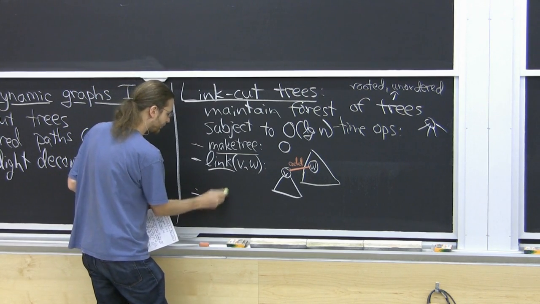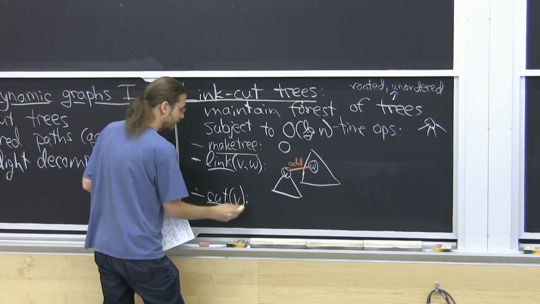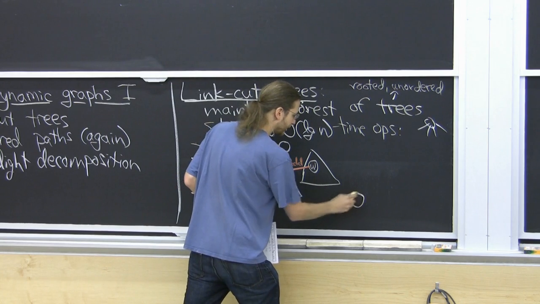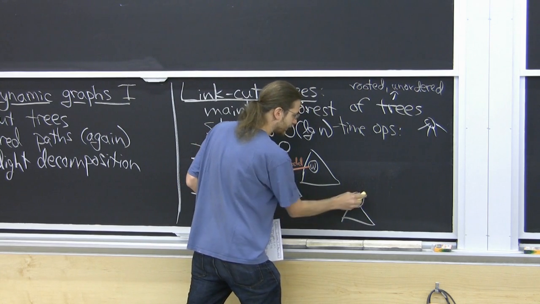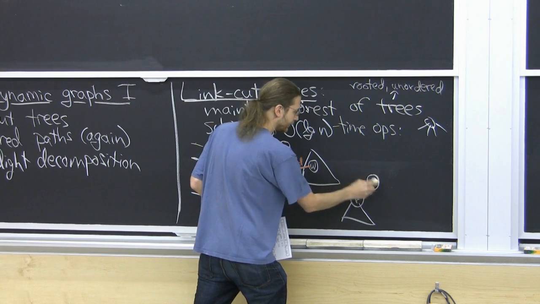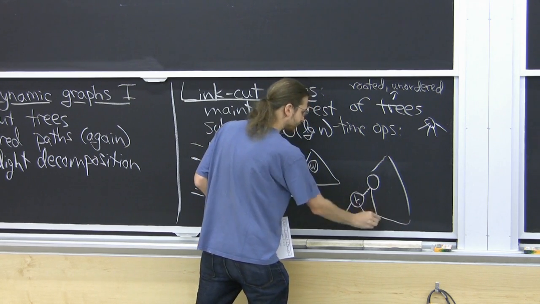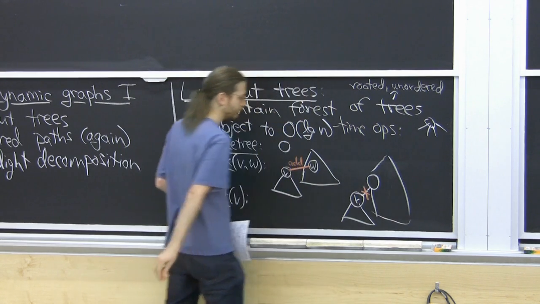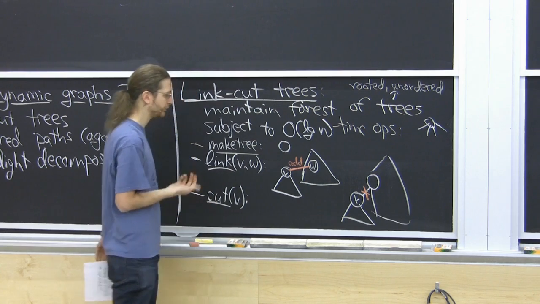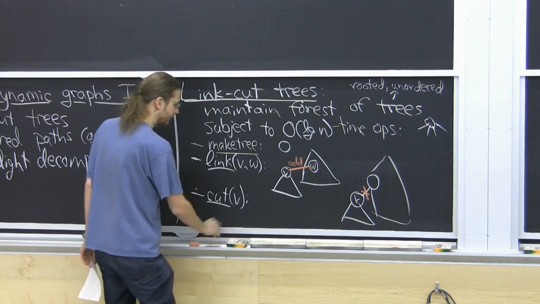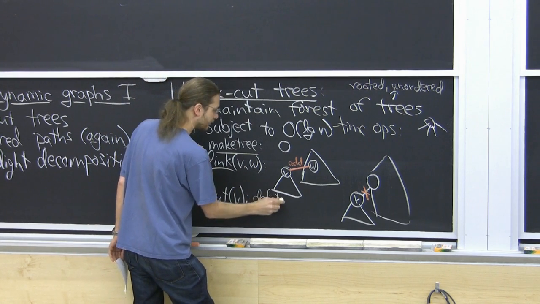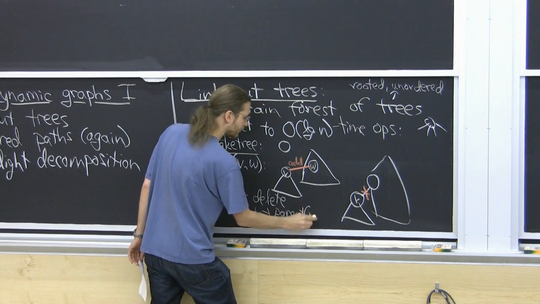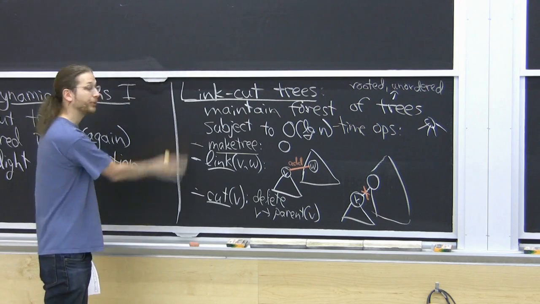Then we have a cut operation, which is basically the reverse. So let me draw it. We have v, subtree, parent, and whatever. There's the whole tree up here. And what we want to do is remove that edge. So that splits one tree into two trees by deleting the edge from v to its parent.